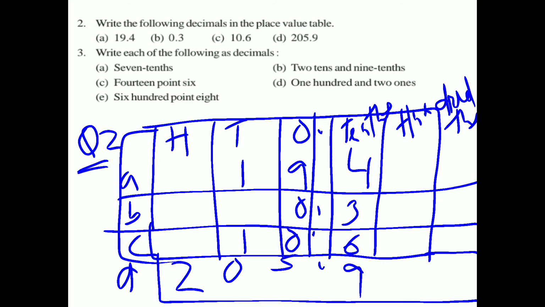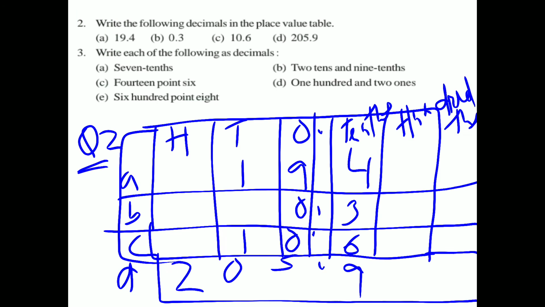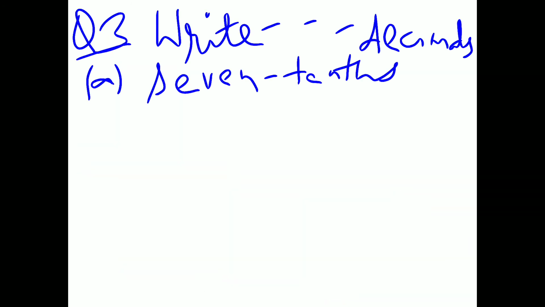Now we do question 3. Write each of the following as a decimal. Now the answer is given to us in fraction form, and we have to write it as a decimal. So see how we do question 3. You will mention question 3 in this manner. You will write: write as decimal.